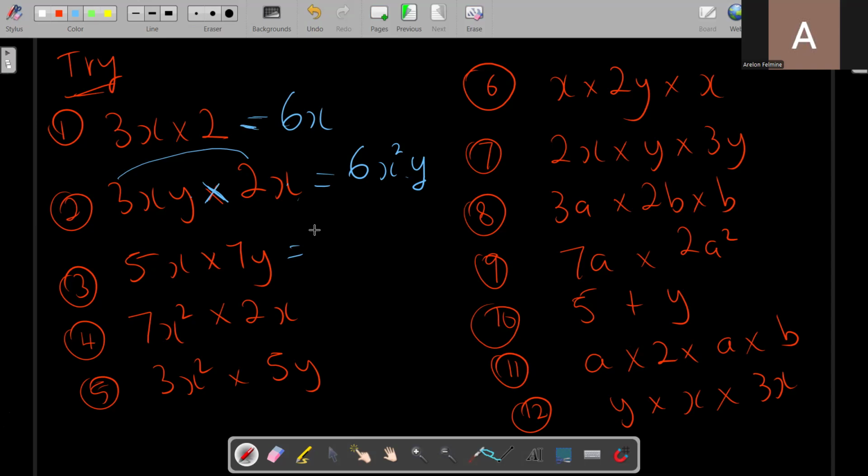5x times 7y is 35xy. Good. If the meeting ends, students, I'll send the second link and we'll join back just to correct for this. It's about 5 minutes to correct this.